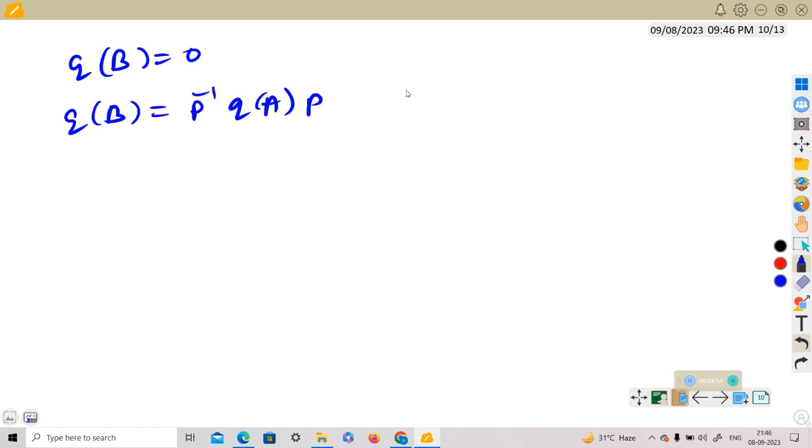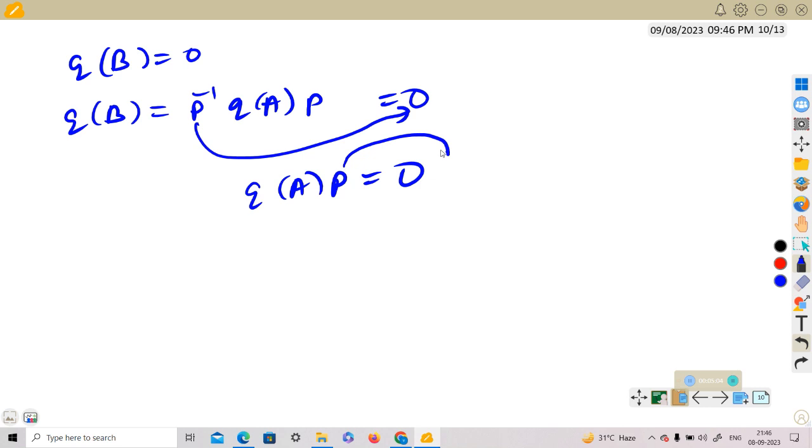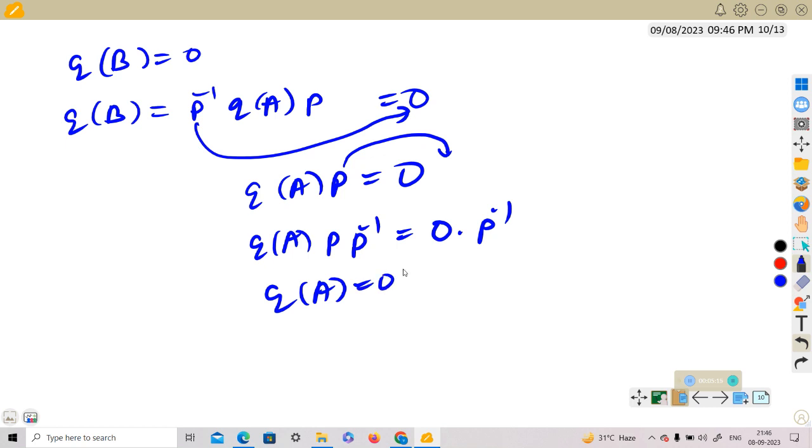Now we go the other way round. We assume that Q(B) is equal to 0. Then what is Q(B)? Q(B) was P inverse Q(A) P. This is equal to 0. Now we take this P inverse to the other side, we get Q(A) P is equal to 0. Now we take this P to the other side. Simply multiply both sides by P inverse. This will be Q(A) is equal to 0.